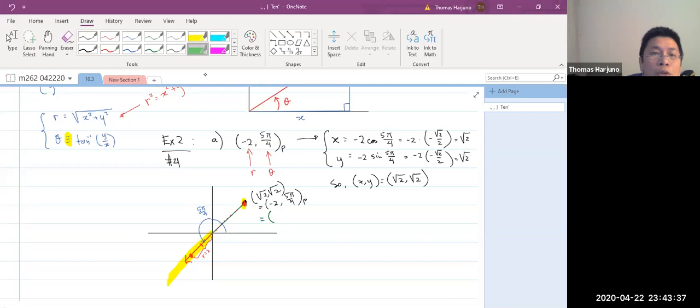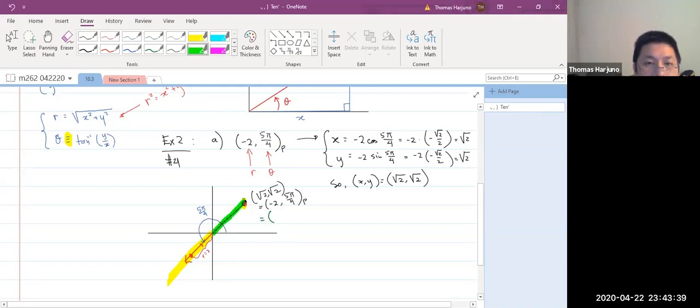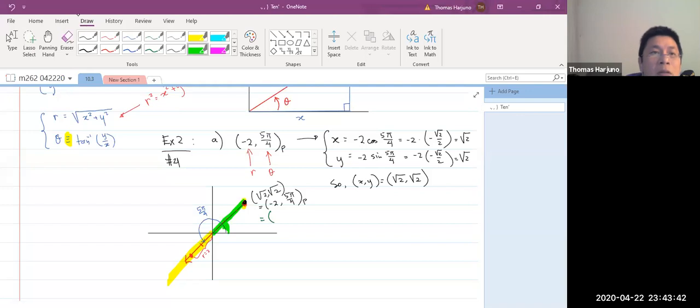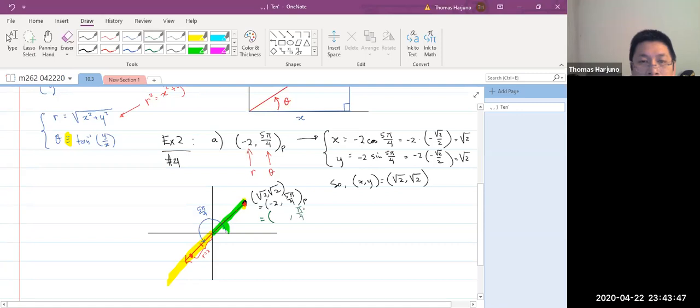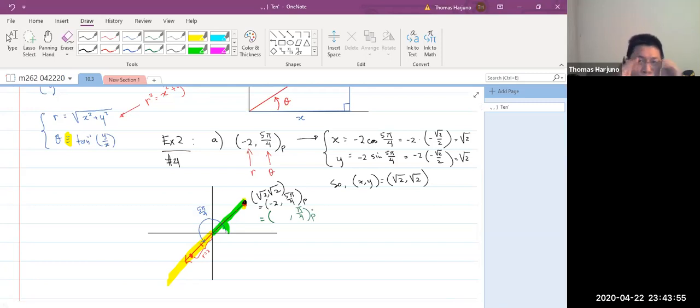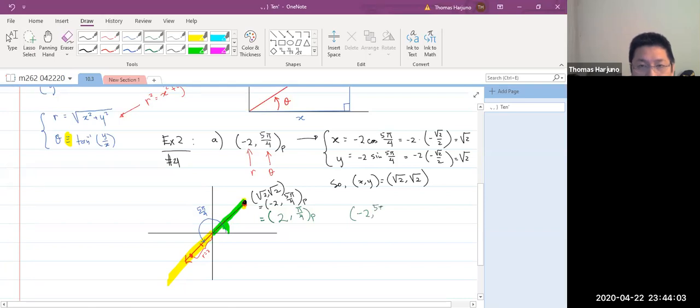But if I want to shoot in this direction, what is the theta here? 45 degrees, pi over 4, right? Okay. Now, if you go in the pi over 4 direction, how far is it from the origin? 2. Just 2. Okay. In other words, this -2, 5 pi over 4 in polar gives you exactly the same coordinate as 2 comma pi over 4. They're exactly the same coordinate.